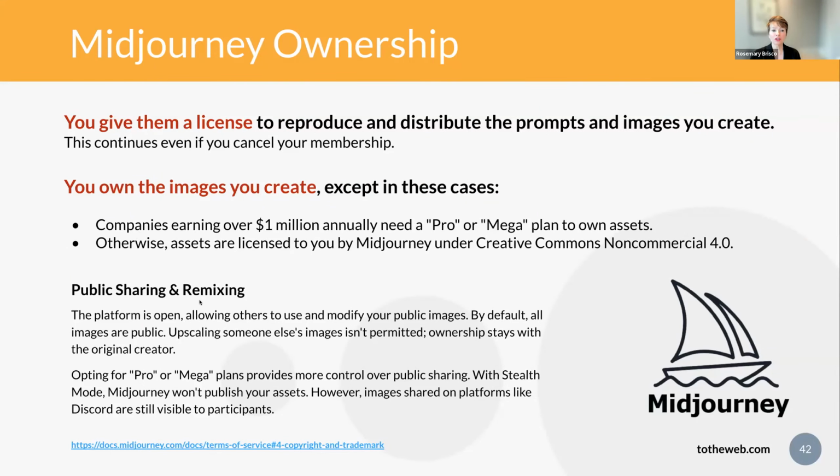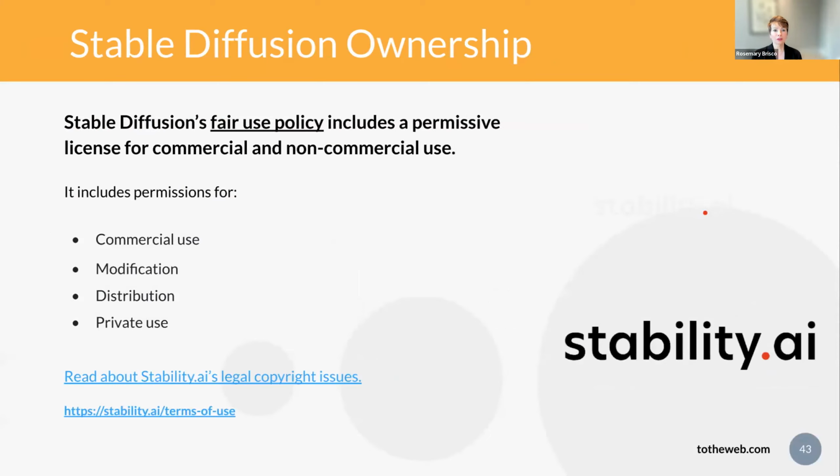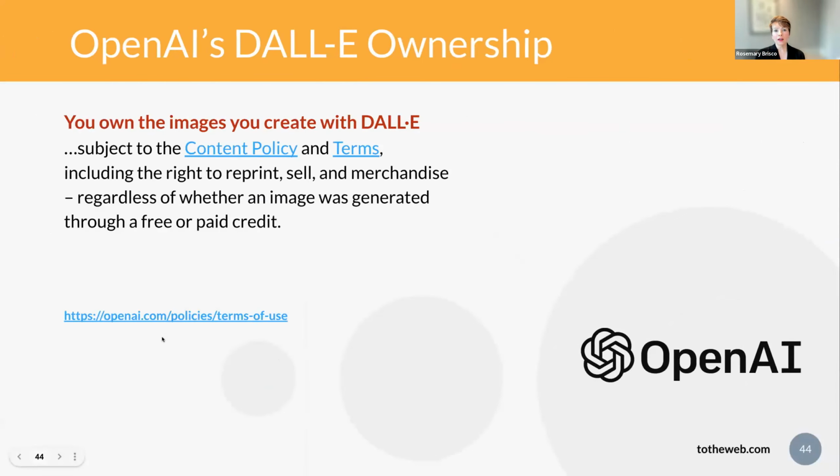And you own those images, but you also have to make sure that they don't infringe on others' copyright. So on one hand, MidJourney is telling you you own everything, but it's still up to you to decide whether there's a trademark or copyright on those images. Stable Diffusion also allows you to use their images for commercial and non-commercial use. OpenAI is the same. They say you own the images subject to their content and terms.